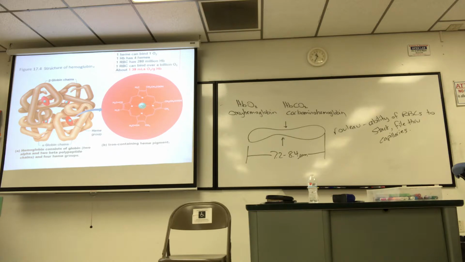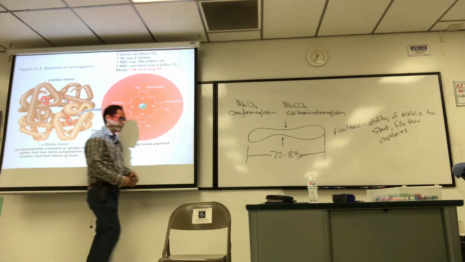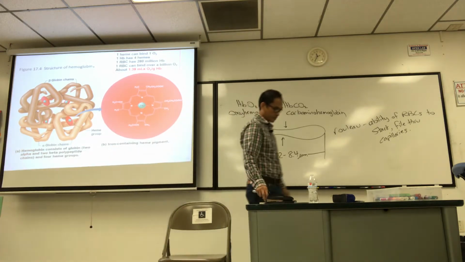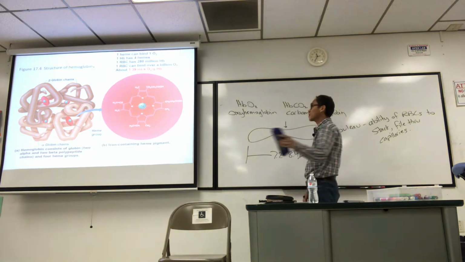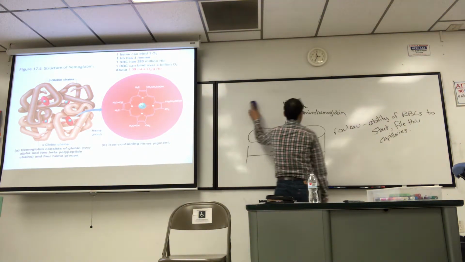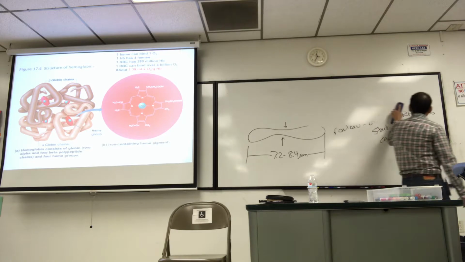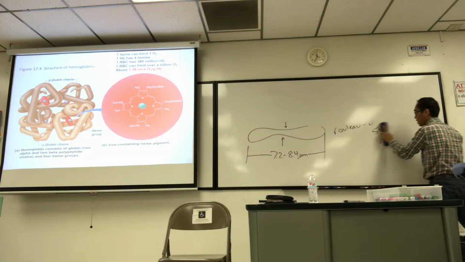Let's see here. All right, so I want to show you a slide of hemoglobin. And think of RBCs as just being bags of hemoglobin. They don't have anything else. I mean, literally, they don't even have a nucleus. But they have these. Hemoglobin is a tetramer. So 4 parts, 2 alpha, 2 beta chains. They're all linked together.